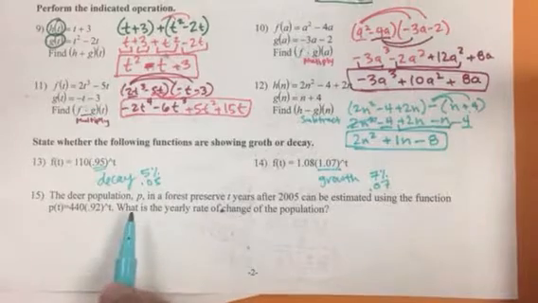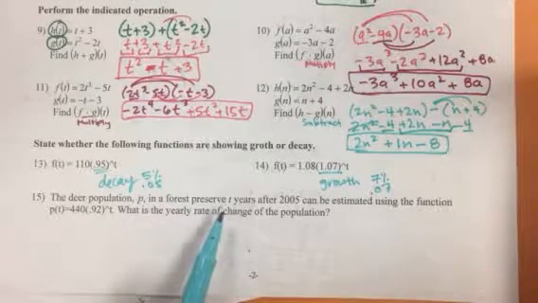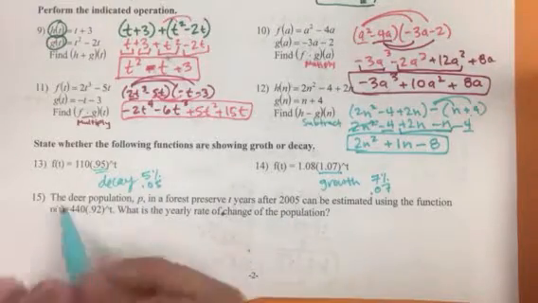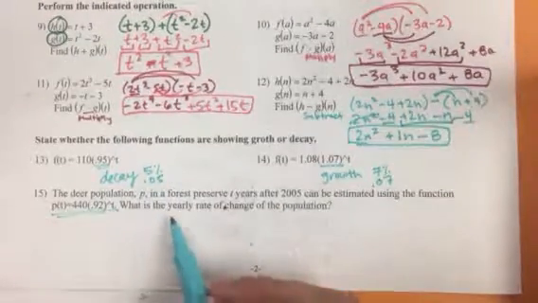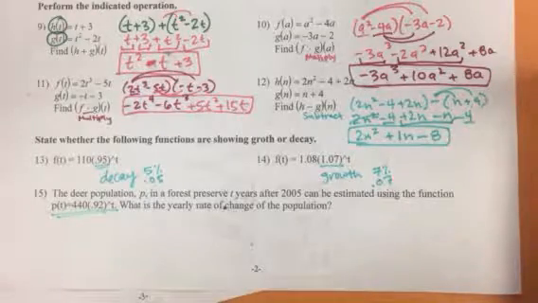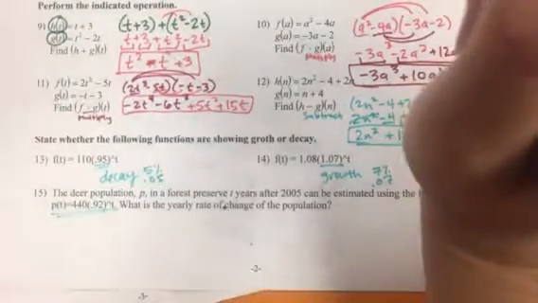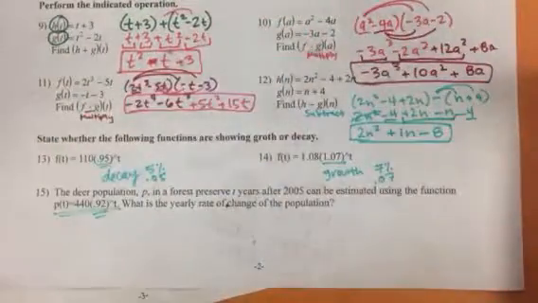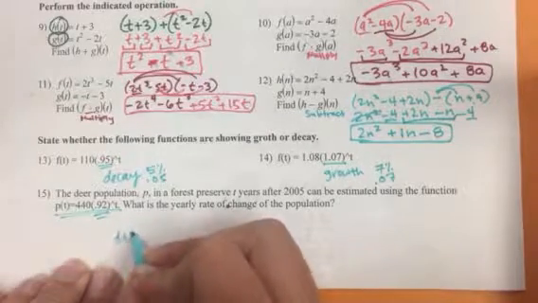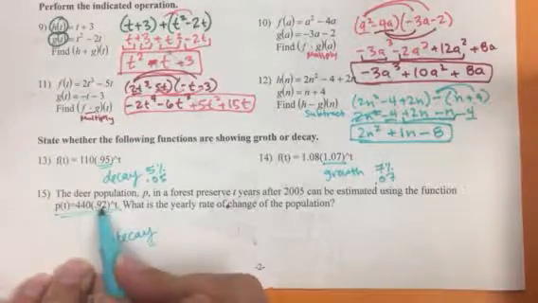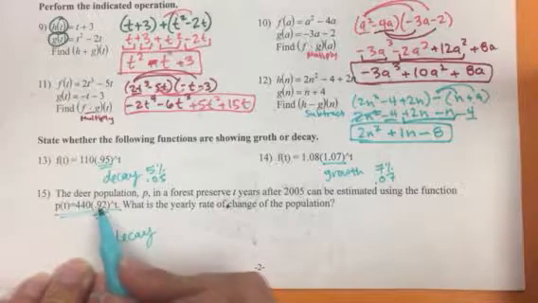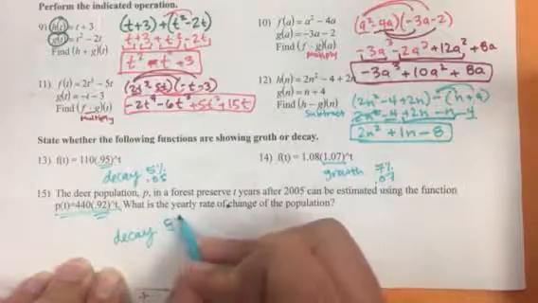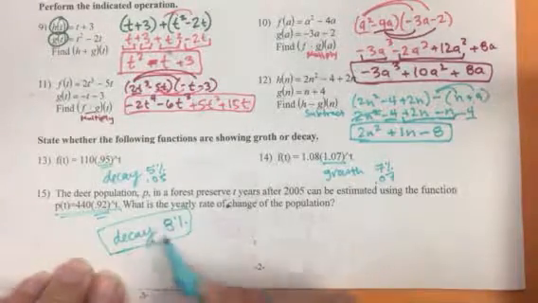All right, the deer population P in Forest Preserve T years after 2005 can be estimated using the function. Here's our function. What is the yearly rate of change for the population? All right, so we look at the rate. It is decay because this is not at 100%, it's below it. So it is 8 away from being 100. So it's decaying by 8% each year.